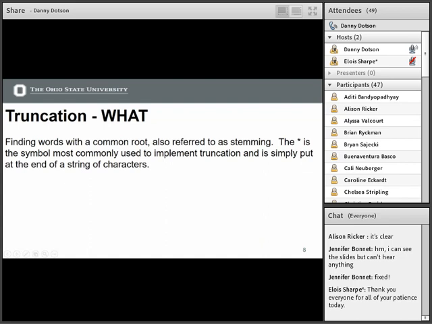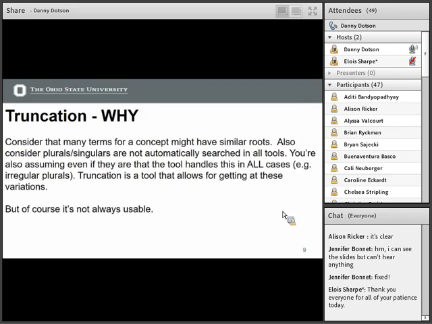Another topic is truncation. One of the things I try to get across to students is to think about the terms that begin with the same root letters. The star is commonly used. It's also called stemming to truncate things. And basically, the reason I think people should be using this is the terminology that people are using. People often will use different variations of a term or a concept that has the same root.